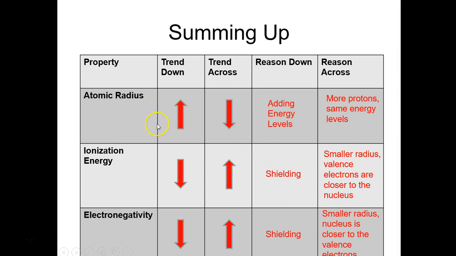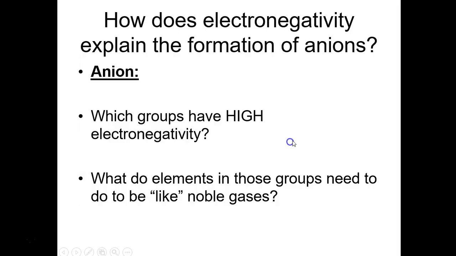So you can see here that these trends are opposite from each other. Ionization energy and electronegativity are the same trend, and they occur for the same reasons. Atomic radius is opposite. The reason across is essentially the same as for the other trends, but the reason down is kind of intuitive and obvious.